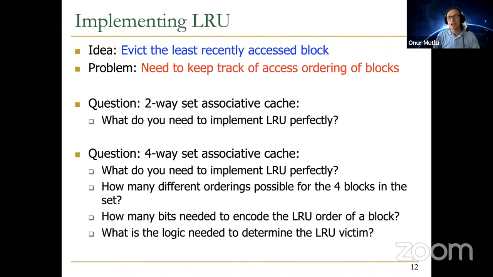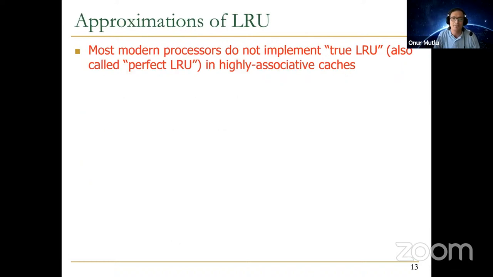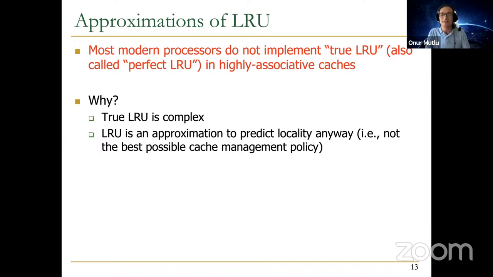Okay, so because of this, one of the reasons why LRU is not implemented in this form, by tracking the order of all of the blocks in a set, is that it's too complex, basically. In highly associative caches, it becomes too complex to keep track. But this is not the only reason. Basically, modern processors do not implement true LRU, also called perfect LRU, where they keep the order of all of the cache blocks in highly associative caches. And one reason is true LRU is complex. But there is another reason.